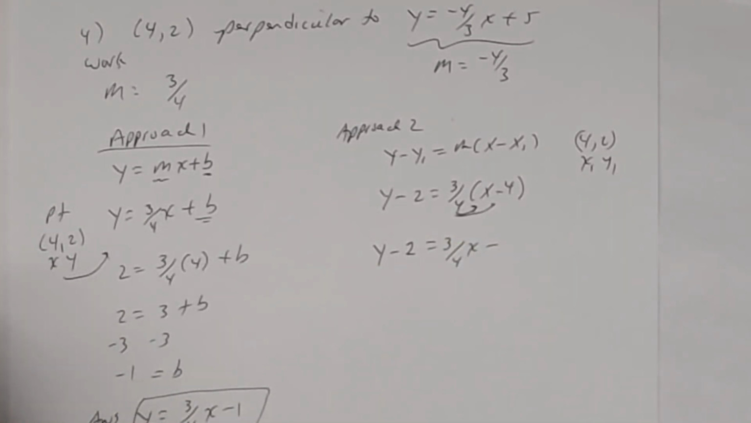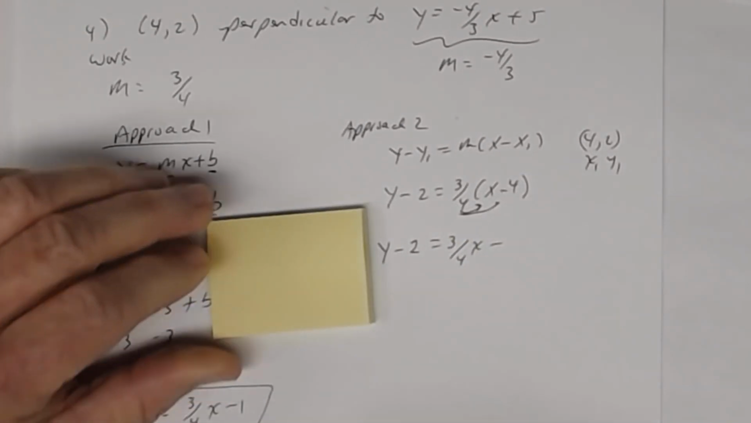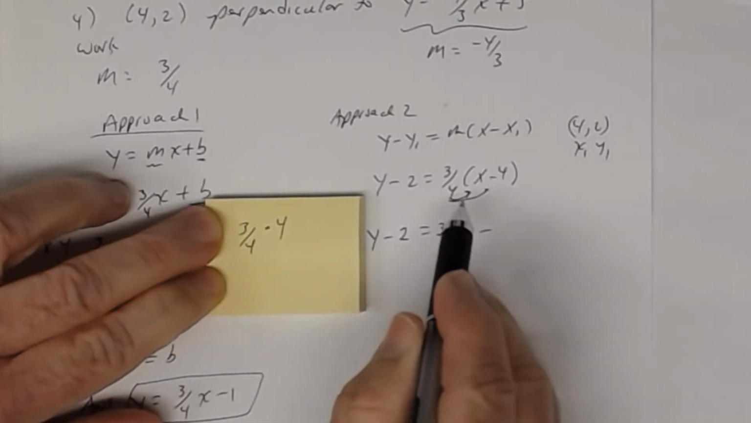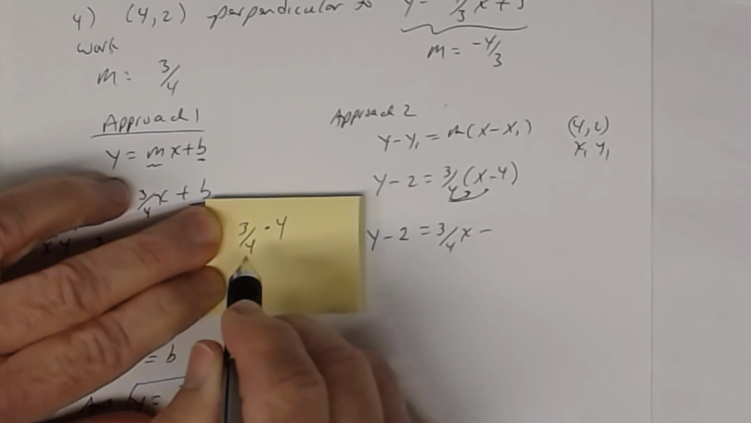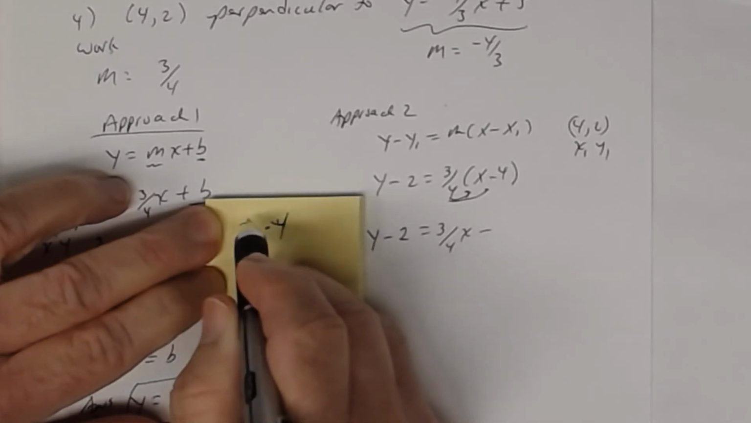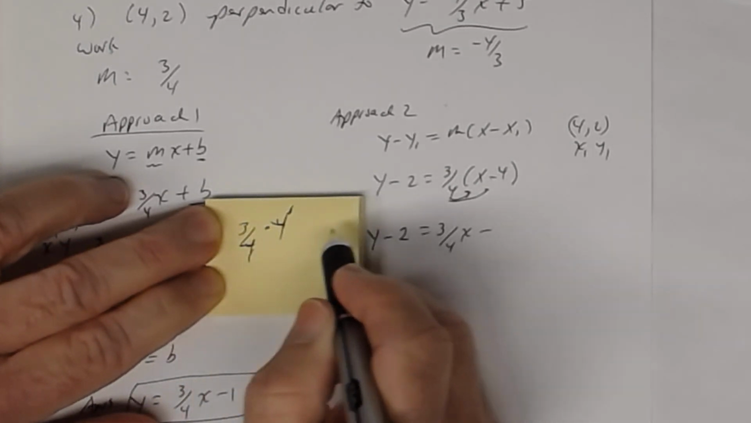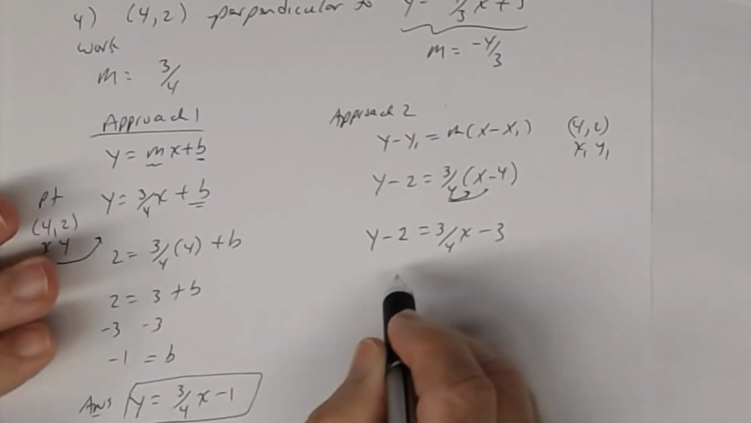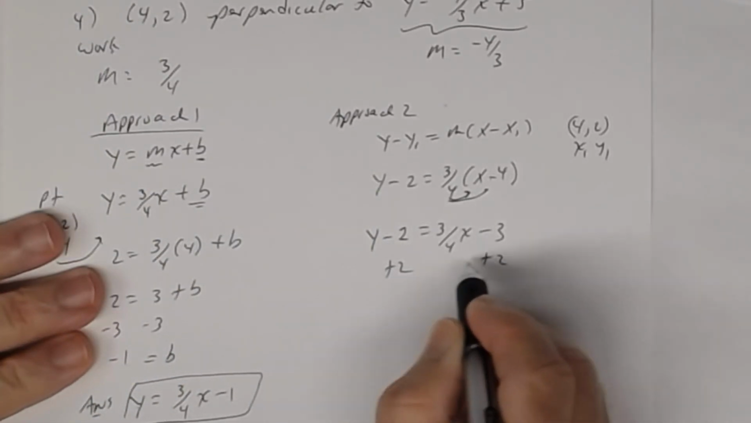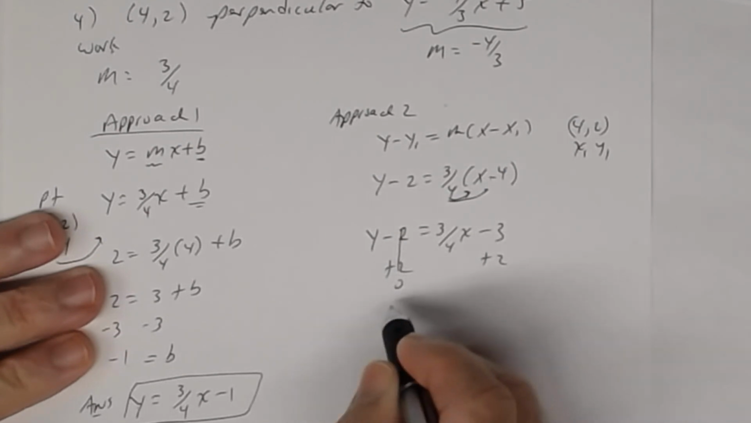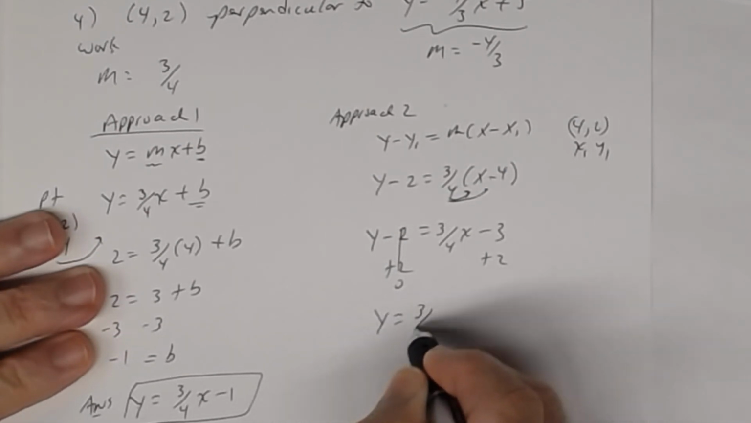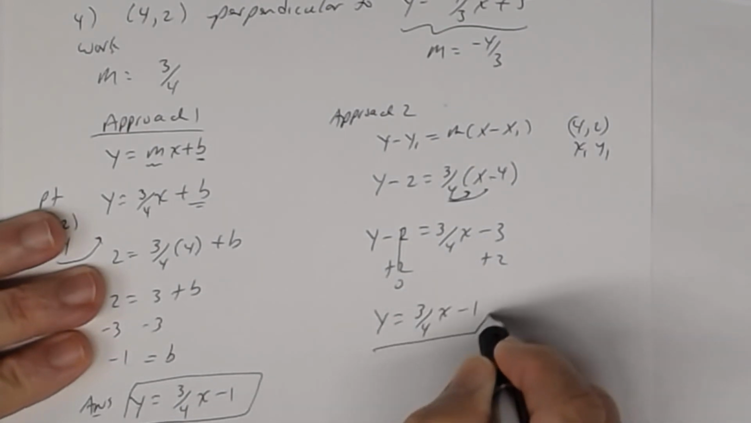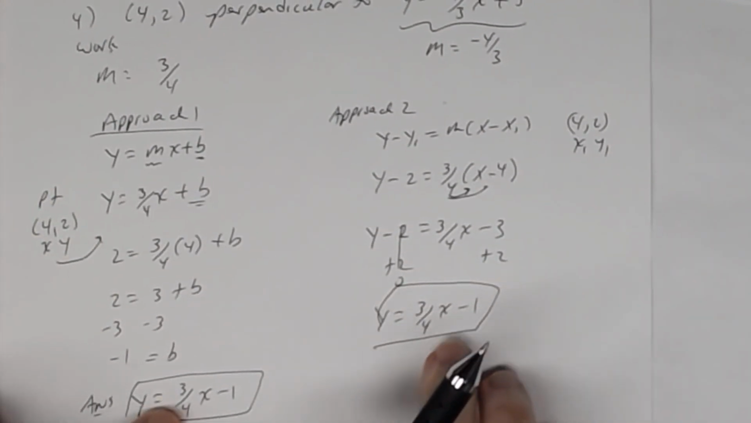Remember, you're saying 3/4 times 4. That's what this says right here. The 4's divide out, so 3 times 1 is 3. So you get 3/4 x minus 3, and then finally adding 2 to both sides, aligning your like terms, you get y equals 3/4 x. A -3 and a +2 is a -1. And notice those two answers are the same.